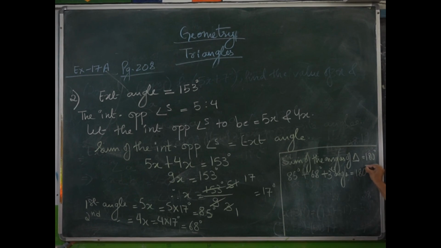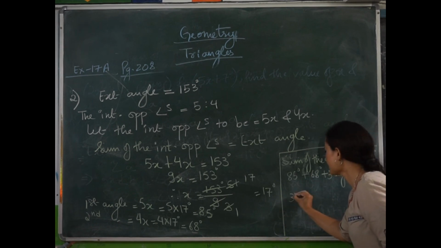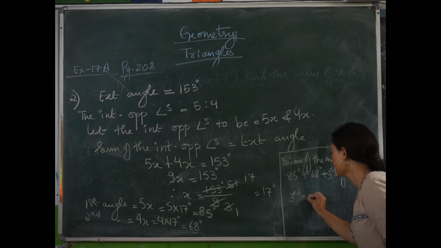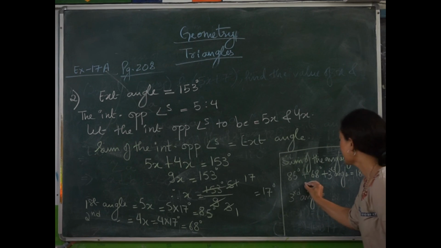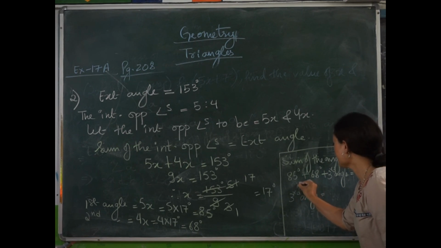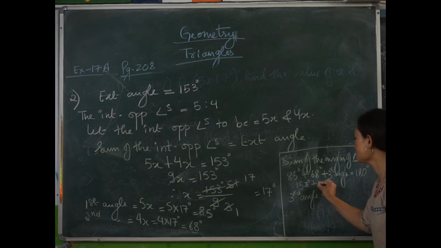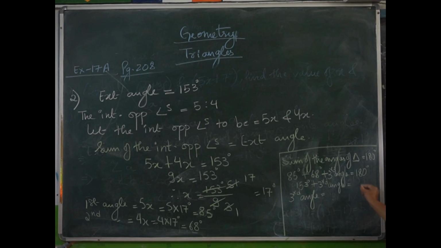So how do we calculate the third angle? First we add 85 plus 68. And how much would that be? It would be 153 degrees plus your third angle, which is equal to 180 degrees. So your third angle would be 180 minus 153 degrees.